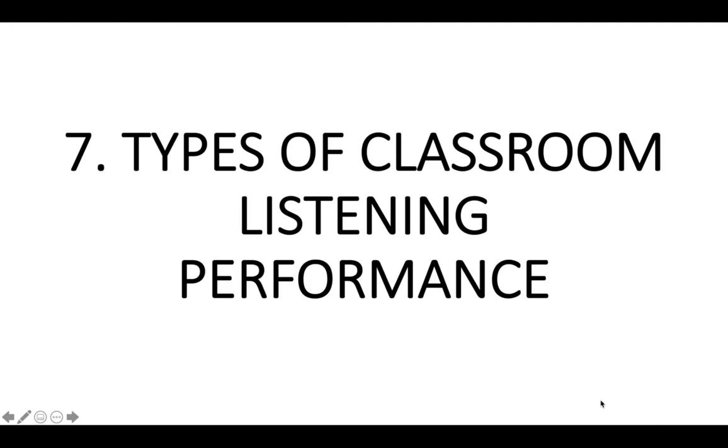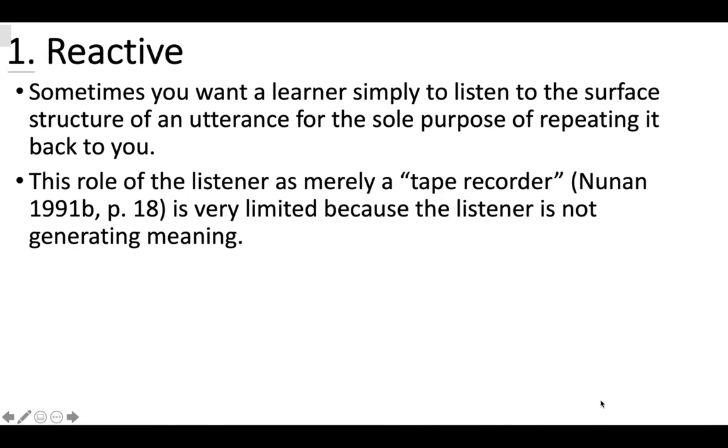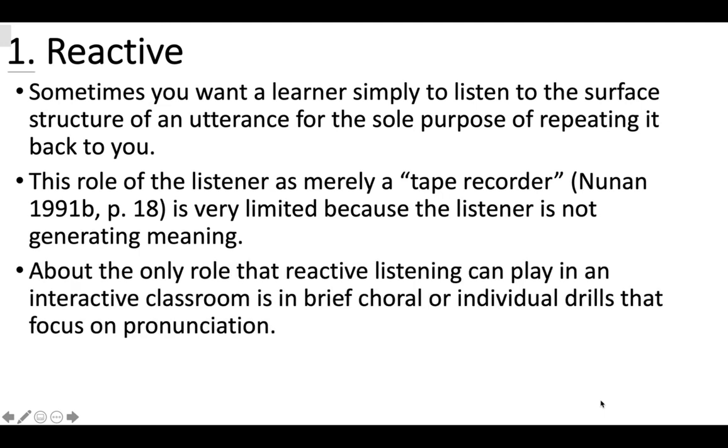Now we're going to look at the types of classroom listening performance, like the performance that the learners can possibly do in the classroom. We have 6 of them, and we will start with the first one, which is reactive listening. Reactive listening is basically learners listening to something and then saying it back to you. All right? And so the role of the learner here could possibly be a tape recorder, and is very limited because the listener is not really generating any meaningful utterances. It's just repeating what they have been told.